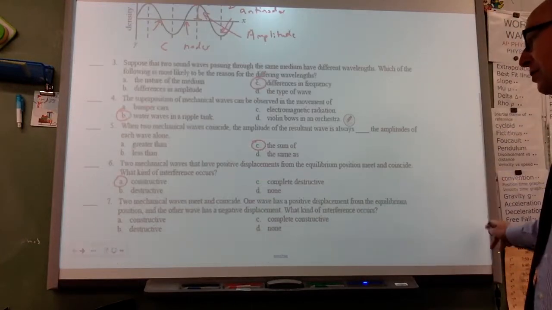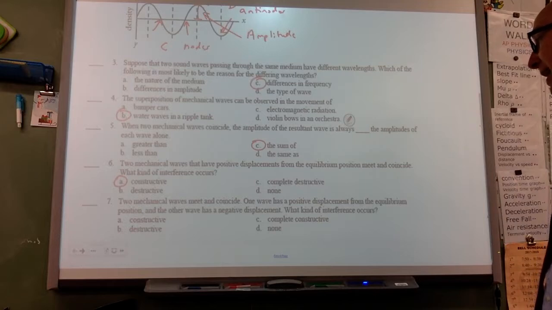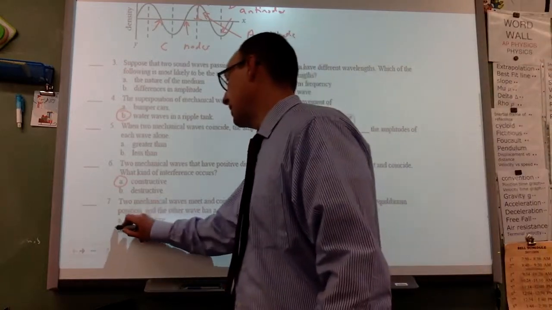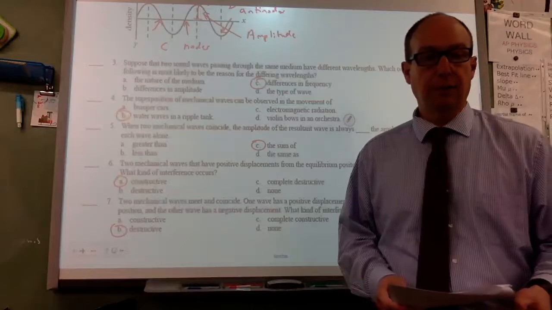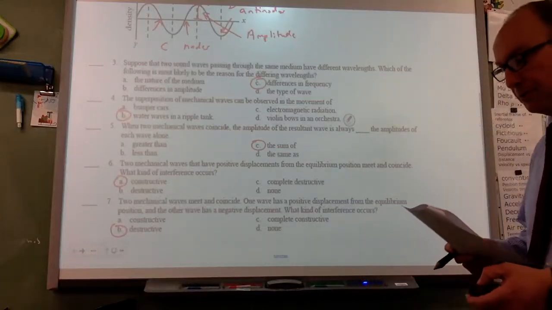Number 7, two mechanical waves meet and coincide. One has a positive displacement from the equilibrium. The other has a negative displacement. This is going to be destructive, so they'll be canceling each other out. And we'll see a couple more examples of those.